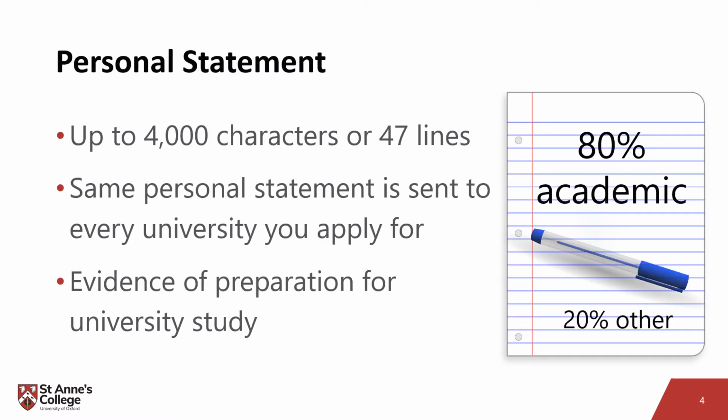The personal statement is up to 4,000 characters in length, including spaces, or about 47 lines. That's about one side of A4 typed up. UCAS also has a length checker, which means that you can't accidentally write too much and risk having it cut off when you submit, as it won't allow you to do this anyway.